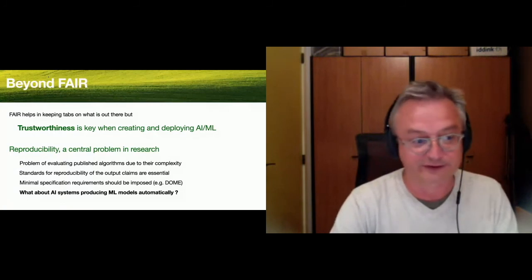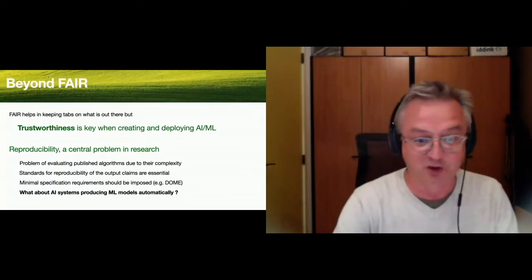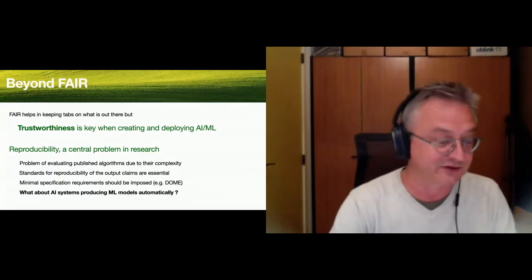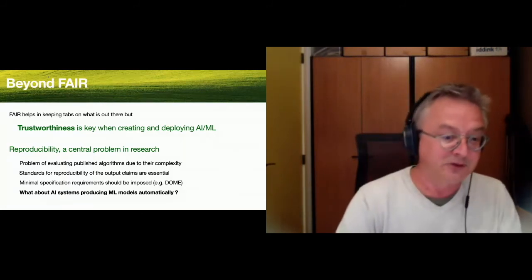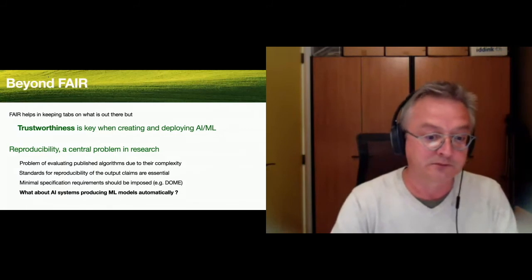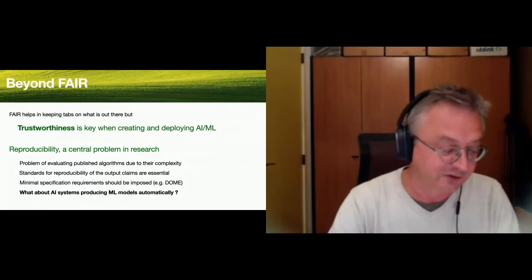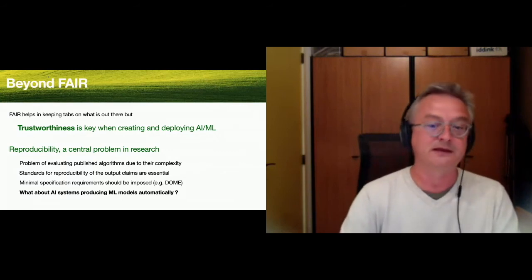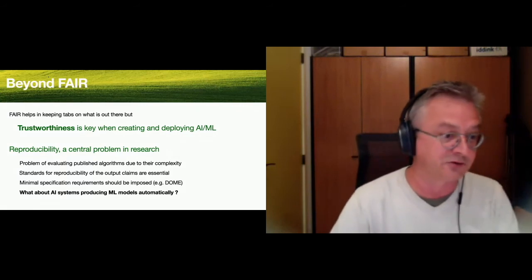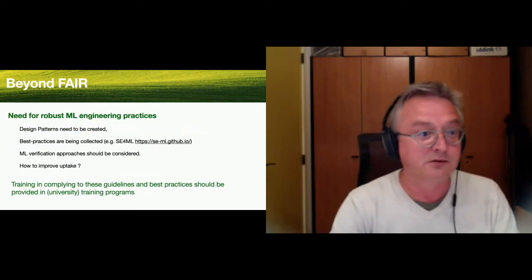There are, of course, initiatives like the DOME recommendation to try to say all the information you should give on how to build this system. But be aware, we are moving to software no longer being programmed by humans, but software being programmed by systems. What are you going to do with AI systems producing ML models automatically? How are you going to make them FAIR?